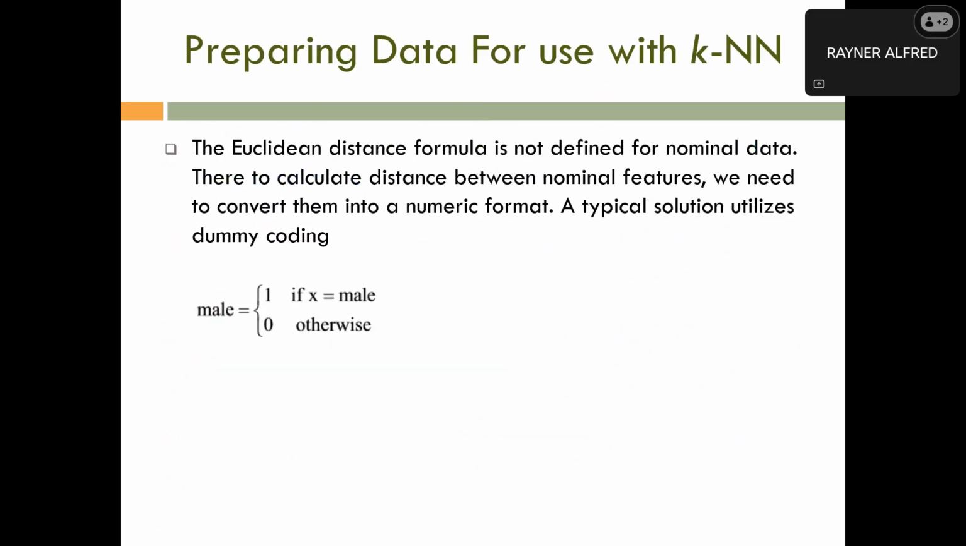Okay, so when we try to compare between two nominal or ordinal values, we just say if they are the same, then we put 1. If they are not the same, we put 0. This is because we are comparing two features having categorical values.